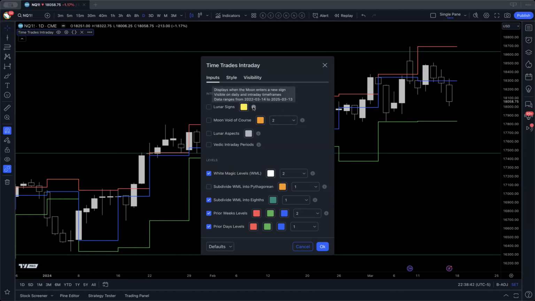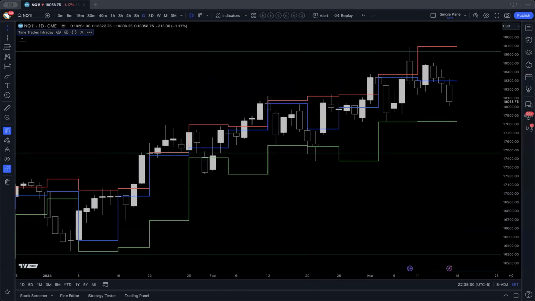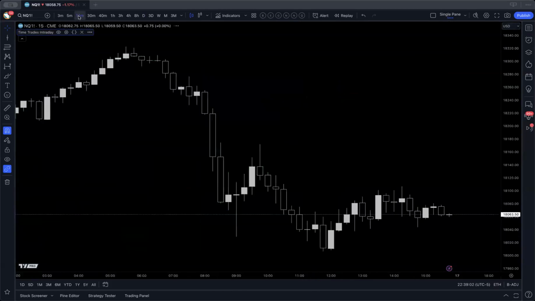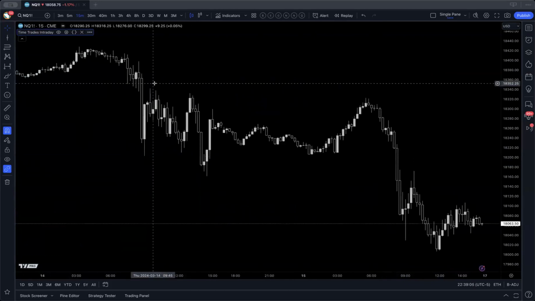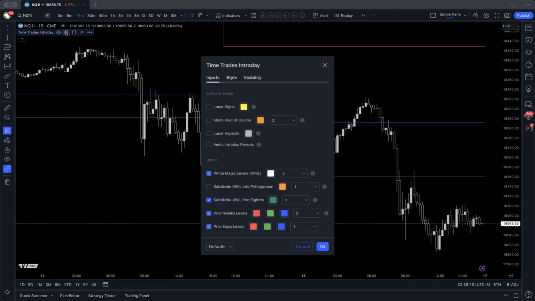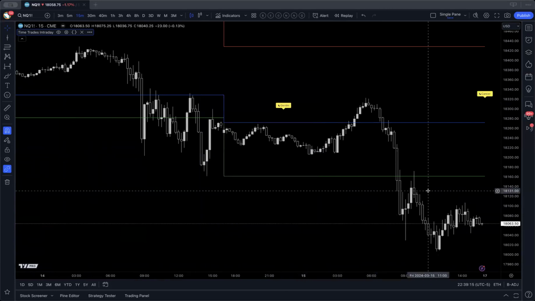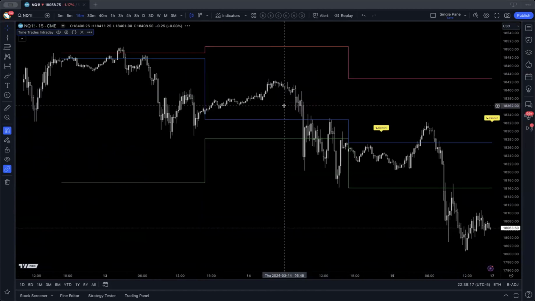but I have time trades intraday as a separate script because it has 3 additional data points. It has lunar signs, just the same as a regular time trade script, but it also has void of course, lunar aspects, and Vedic intraday periods. So let's take a look at those, but we'll take a look at these on like a 15-minute interval, okay? Because this is kind of the interval where this is intended to be used. All right. So we can turn on lunar signs. So this will show us when the moon is changing signs.